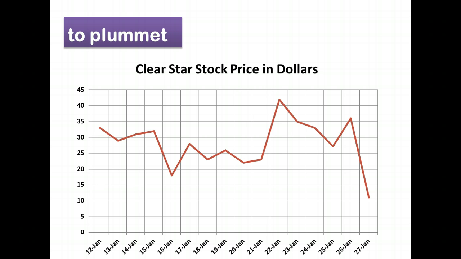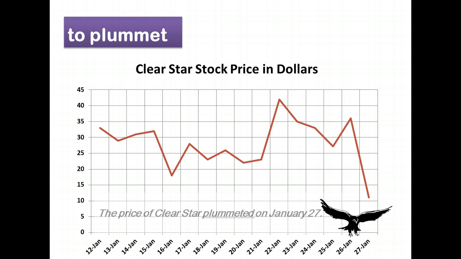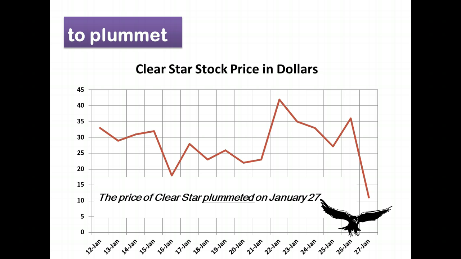And another word we can use is plummet. Okay, plummet means to fall very, very quickly. So you can think of a bird or a skydiver or an airplane or anything falling very quickly out of the sky. All right, and it's a regular verb. So the price of Clearstar plummeted on January 27th. So you have some options with describing these large increases and decreases.